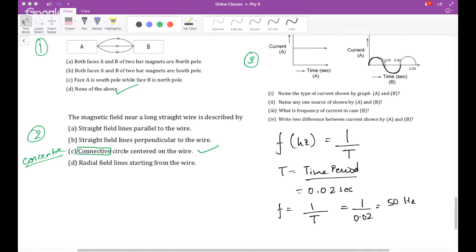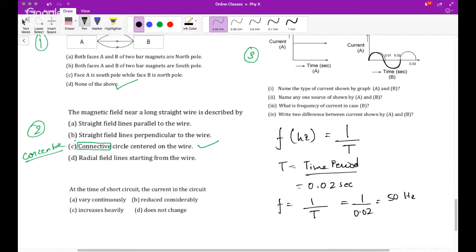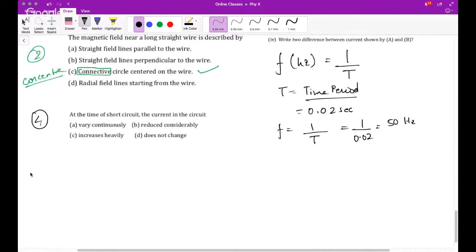Another question here is this. So, question number 4. For C, yes, correct.